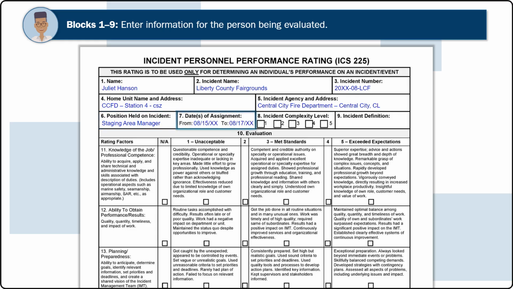In block 8, indicate the incident complexity level 1 through 5, followed by the incident definition in block 9. This field is for a 1- or 2-word description of the incident, such as hurricane, tornado, earthquake, or terrorist attack, that sort of thing.